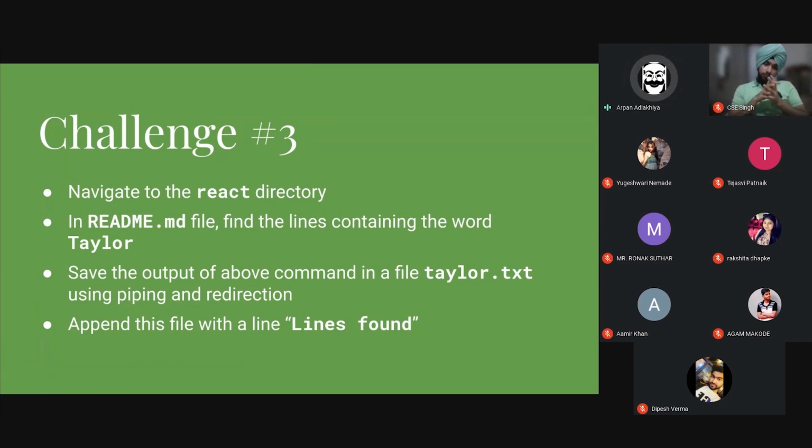So first of all, the React directory that you have cloned earlier, you have to go into that. There is a readme.md file. You have to find the word Taylor in that readme.md file using the command that we have studied. Then you have to save the output of the above command into a file called taylor.txt using piping and redirection. We have also seen how to save the output of a command to a file. And then we have to append this file, taylor.txt, with a line saying the lines found. That's it. Simple challenge.